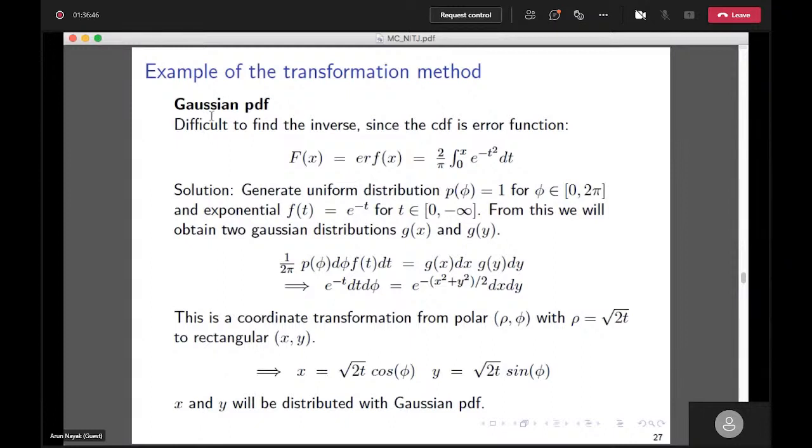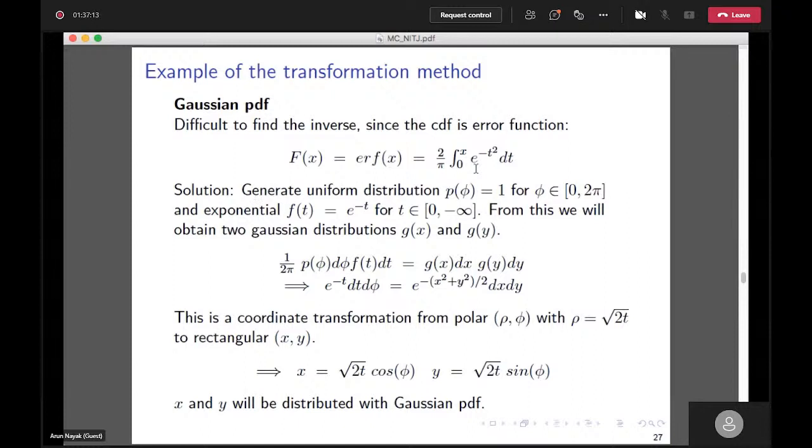Okay, now similarly we can also generate a Gaussian PDF. But in this case, analytically it is difficult to find the inverse, since the CDF is an error function, but you can do it numerically. But there is another solution to do this analytically.